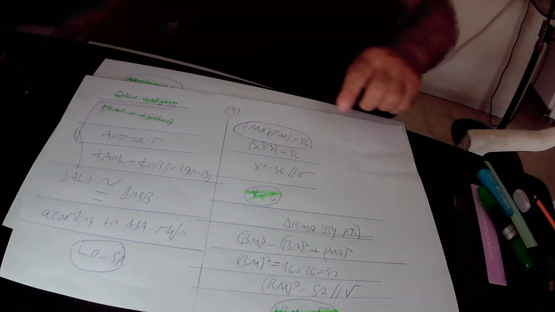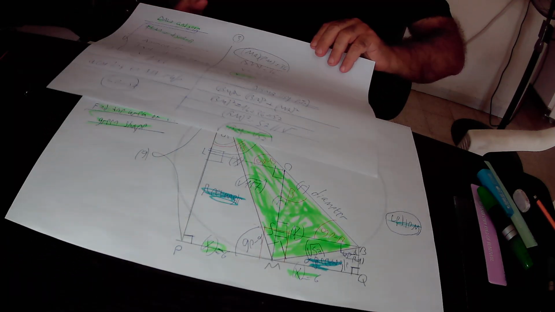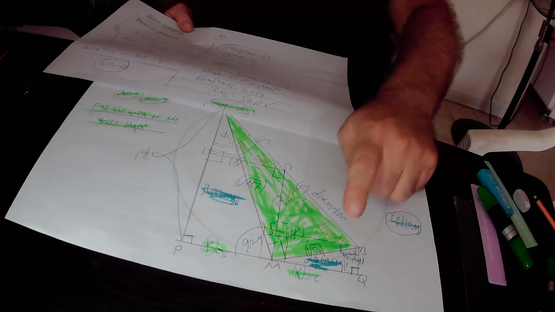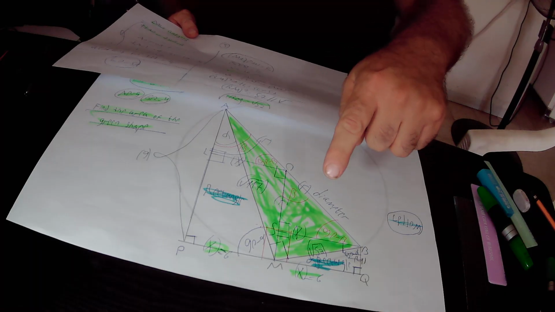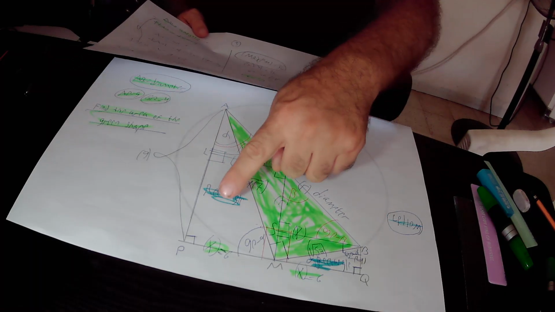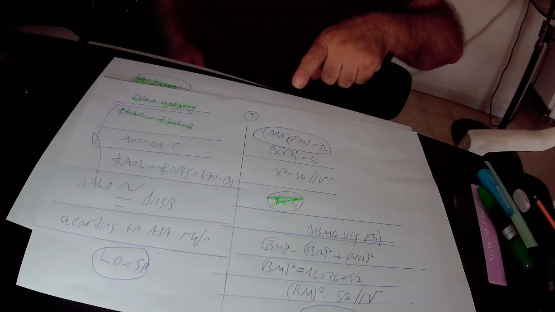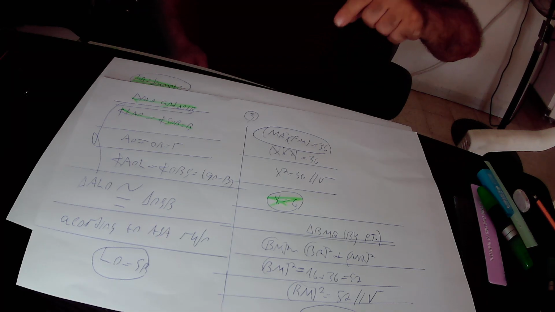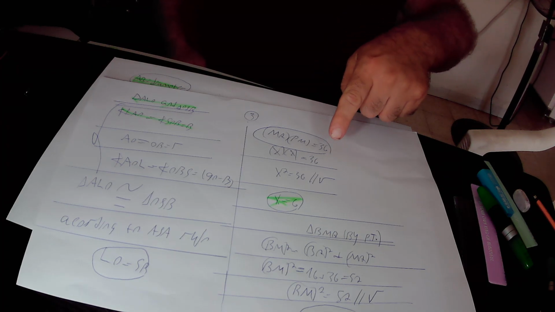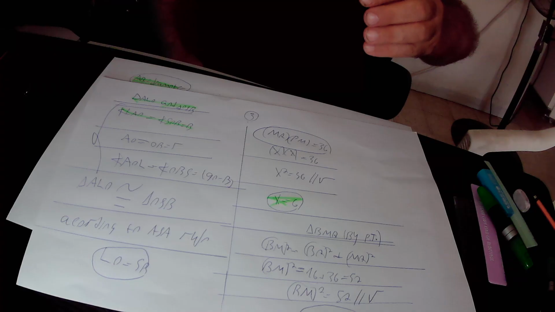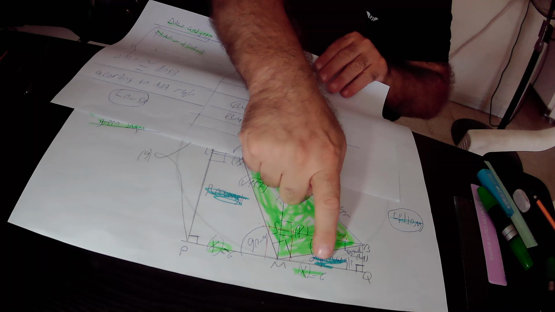We already found out that MQ times PM equals 36. MQ is X and PM is also X. So in total we found out that MQ times PM is X times X, that is 36. X times X is X squared, which equals 36. Here we took the square root of the equation and found out that X equals 6 units in length. So here X equals 6 and here also X equals 6.